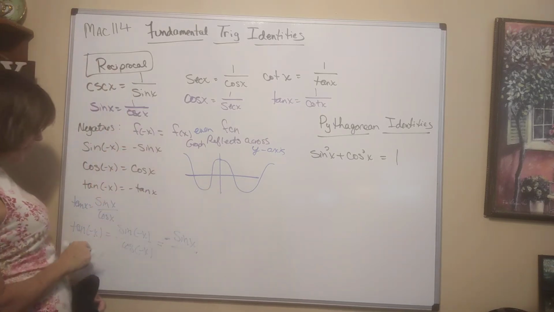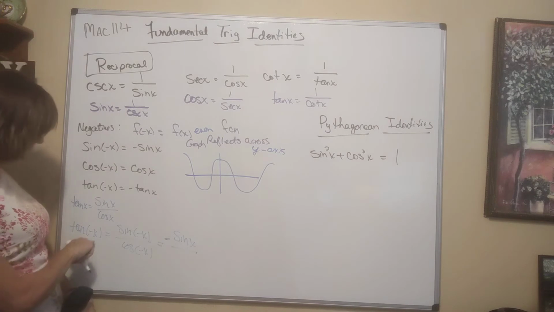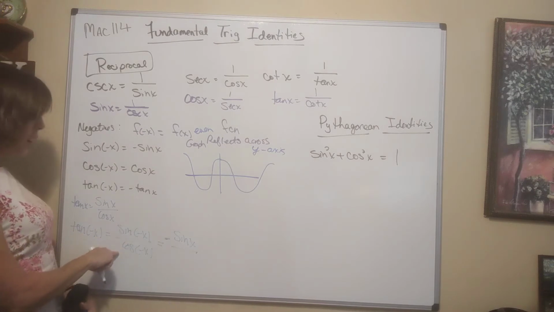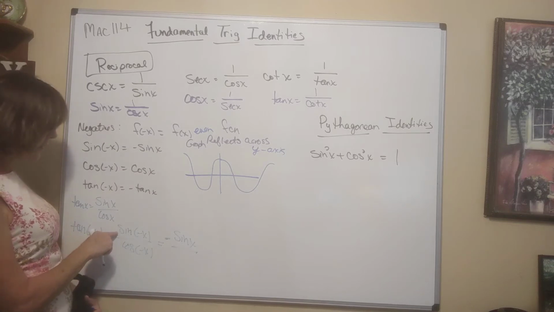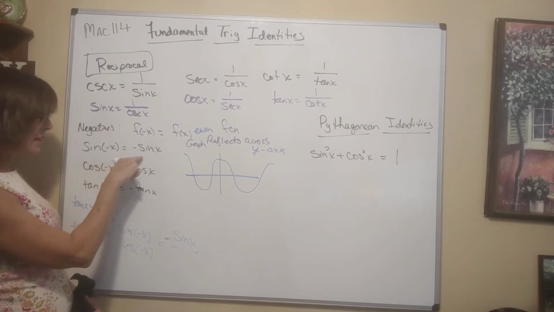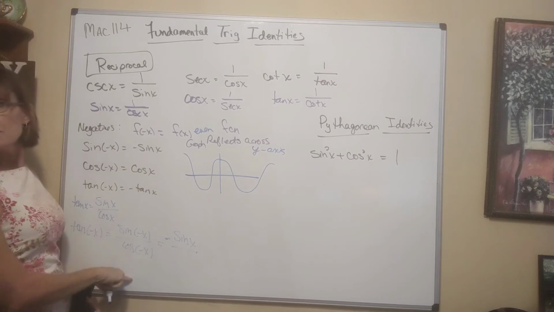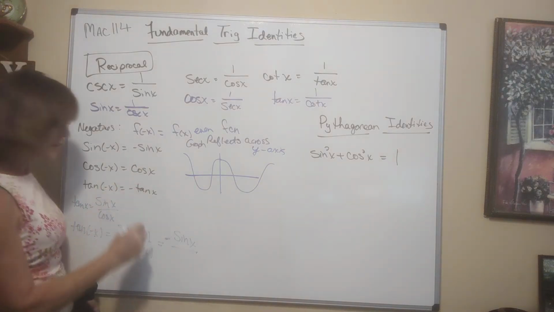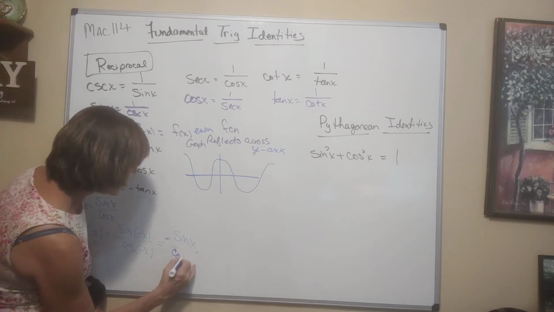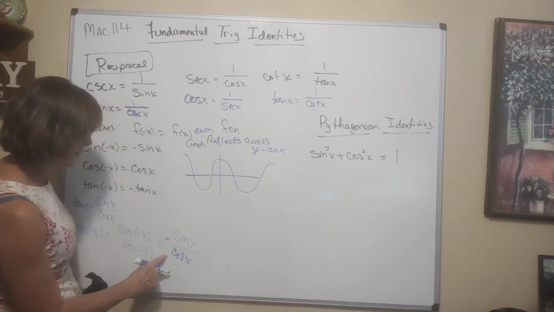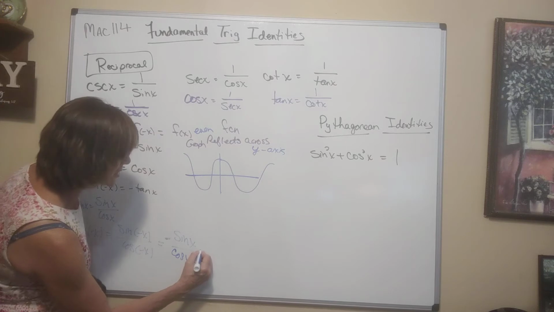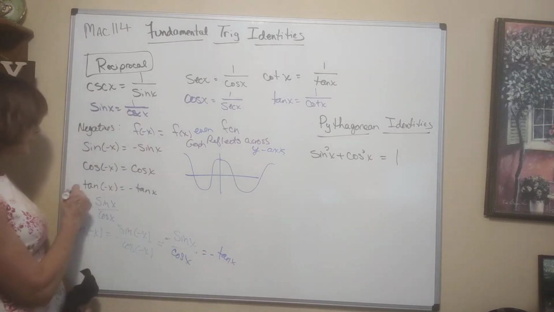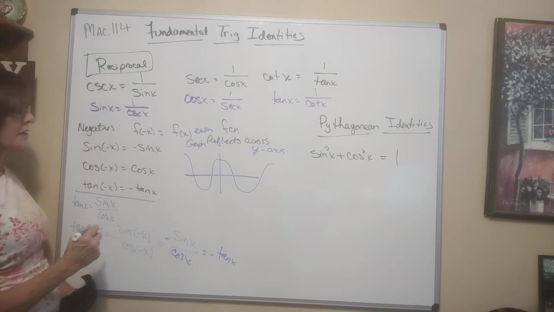So if we go back down here, the tangent of negative x is equal to the sine of negative x over the cosine of negative x. But we just learned that the sine of negative x is equal to negative sine of x. And the cosine of negative x is equal to regular cosine of x because it's an even function. Then this is a negative times a sine over a cosine, or just simply negative tangent of x. So we sort of just proved this last property right there.